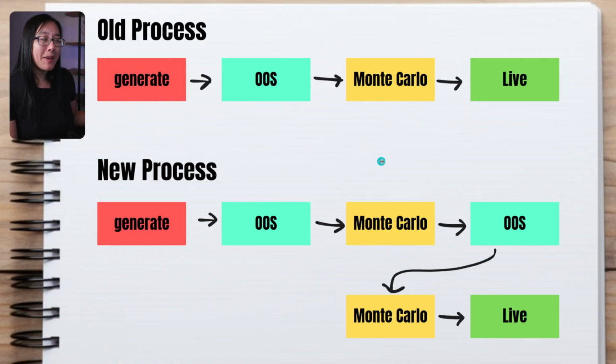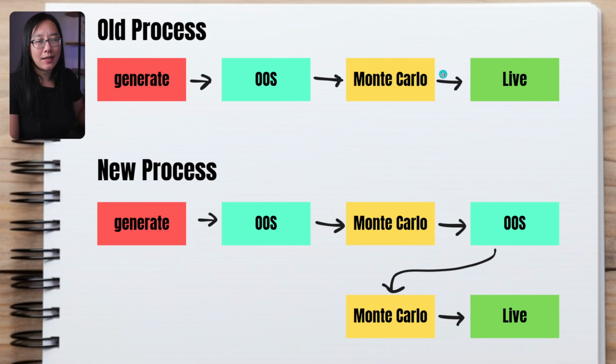So from a big picture perspective, this is what the old process looked like. I would take a whole bunch of data and use it to generate strategies and expert advisors. Then I would retake those strategies and put them into out of sample testing, which is pretty much just data that your strategy has never seen before.